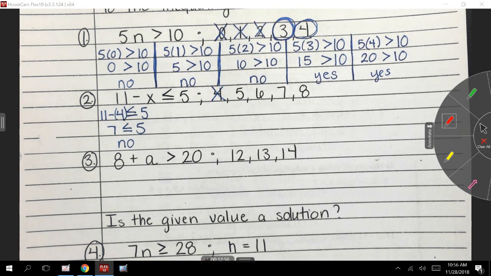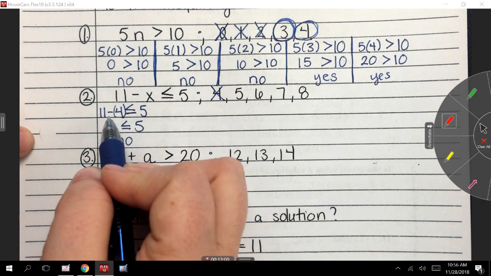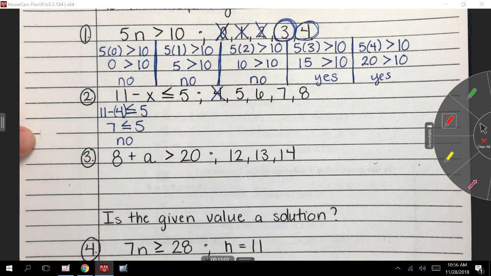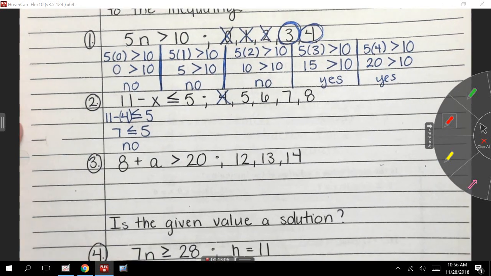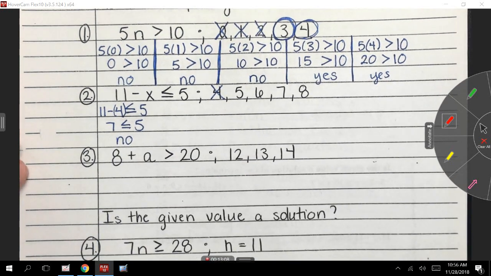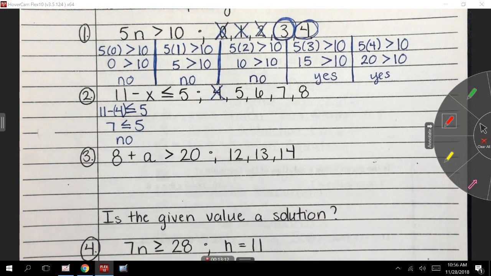Tony? How did you get the 7? 11 minus 4 is 7. Normally whenever I would get a number, I would count, like whatever number it was, like 4. So I can go from 4: 4, 5, 6, 7, 8, 9, 10, 11. There's my 7.